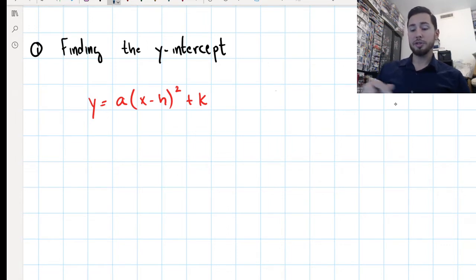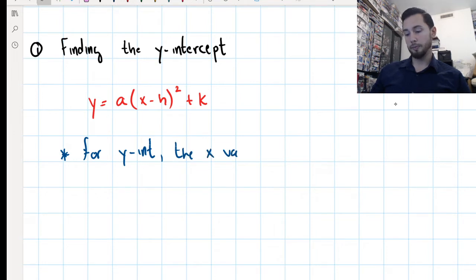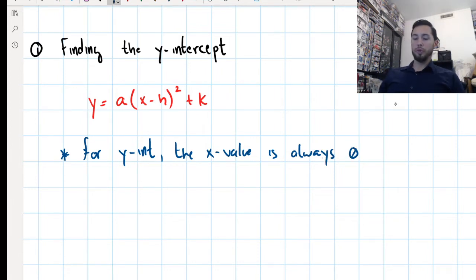Now whenever I have a y-intercept, my x value is going to be 0, and I do want you to make a note of that, because it is something that we should know at this point, but you never have enough notes. So let's make that a little asterisk there. So for the y-intercept, the x value is always 0. So the only thing that we're going to do here is we're going to substitute 0 for x. I'm going to plug in 0 and I'm just going to solve for it.